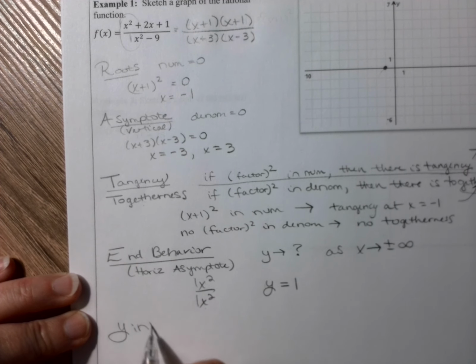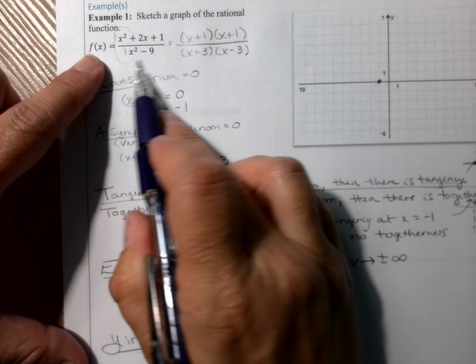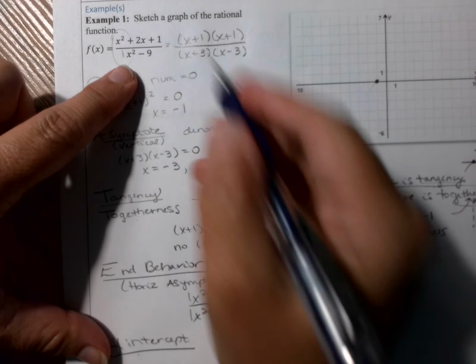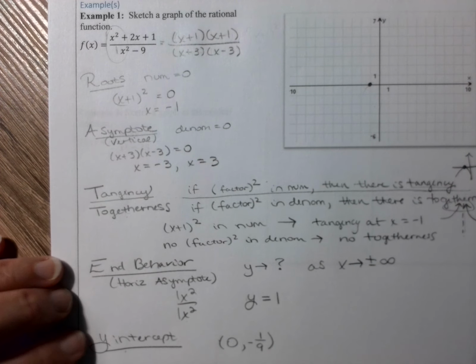And the last thing that we're going to do here is find our y-intercept. If we're going to find the y-intercept, I'm going to change all my x's to zeros, which would leave me with, if x is 0, negative 1/9 for my y-intercept.